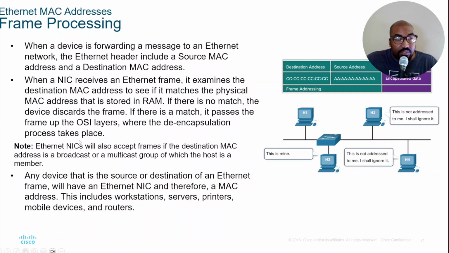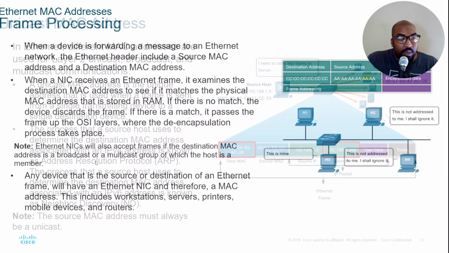Frame processing. When a device is forwarding a message to an Ethernet network, the Ethernet header includes a source MAC address and a destination MAC address, because it needs to know how to get there. When a network interface card receives an Ethernet frame, it examines the destination MAC address to see if it matches the physical MAC address that is stored in random access memory. That's basically like the MAC table. If there's no match, it just throws it away. If it doesn't exist, it just says, have a good day.